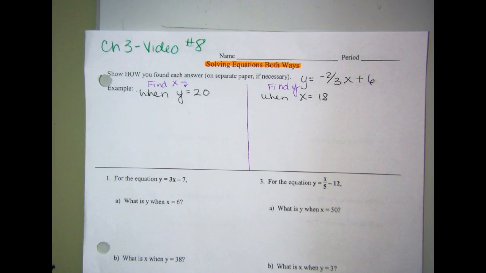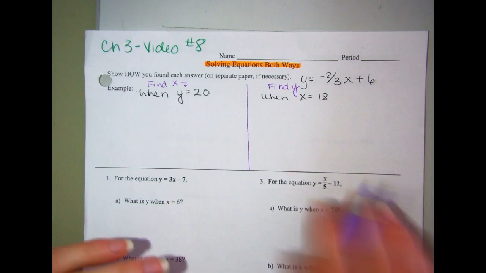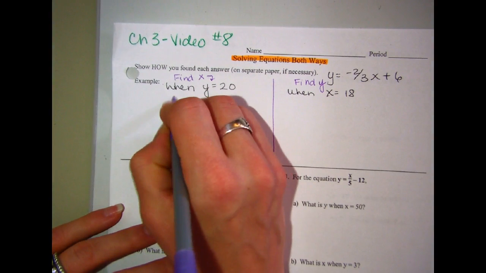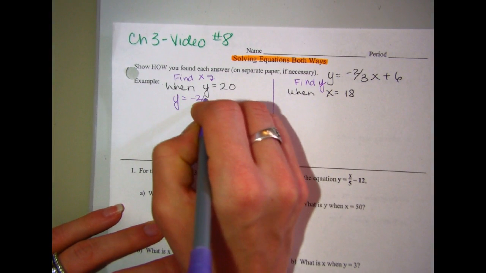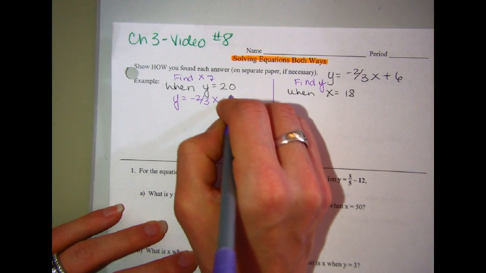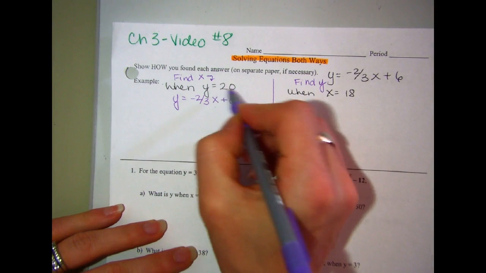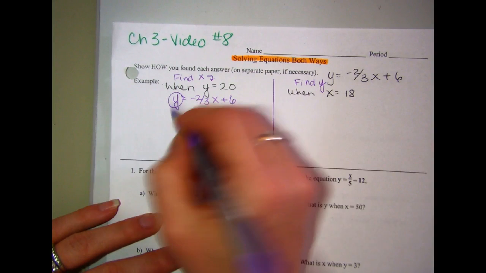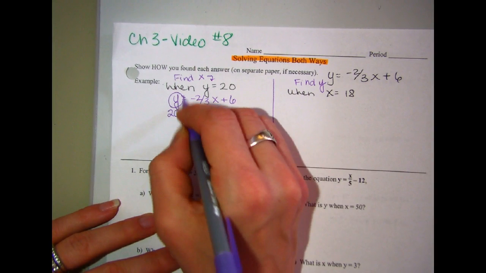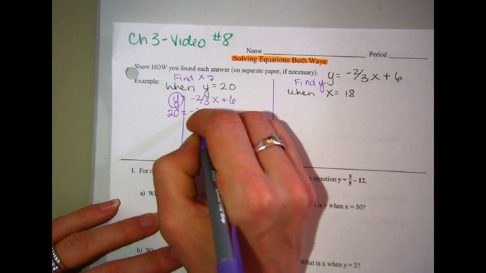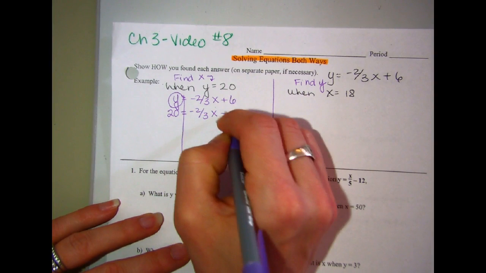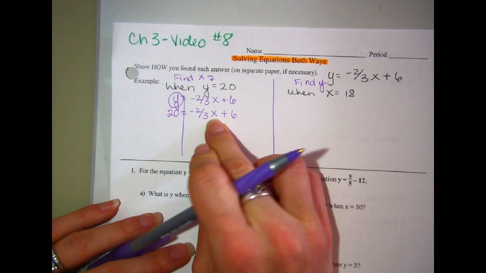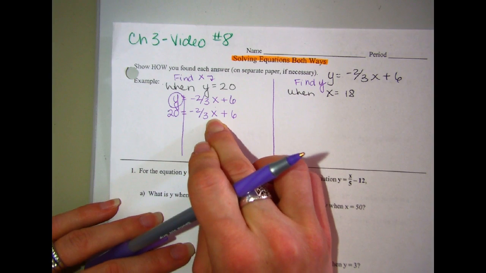So for the first one, find x when y equals 20. So I'm going to write down my equation. Always start by copying down your equation. Negative 2/3 x plus 6. If I know that y is equal to 20, then where I see the y, I'm going to substitute it in, fill it in, 20. And then copy the rest of my problem down again. Now you can see that I only have one variable left, x. That's what I'm going to try to get by itself.